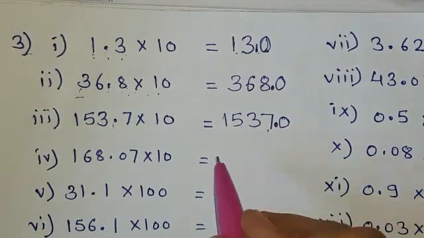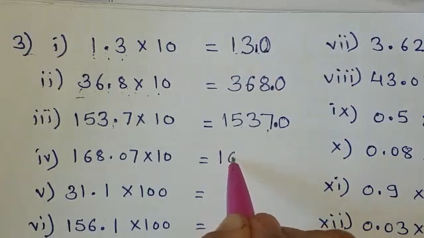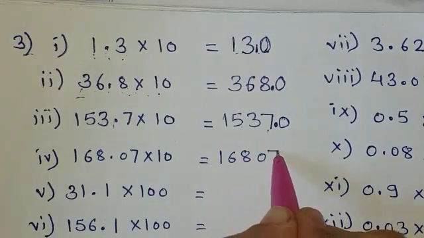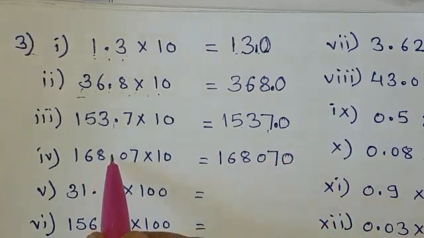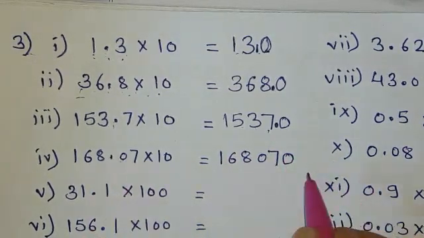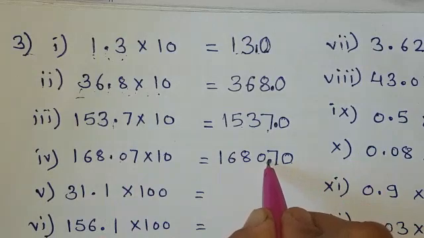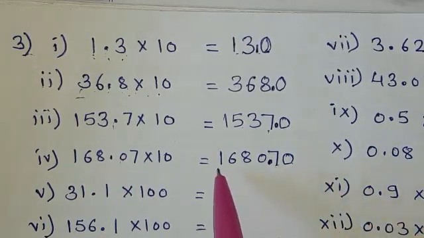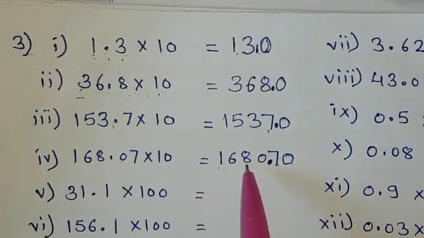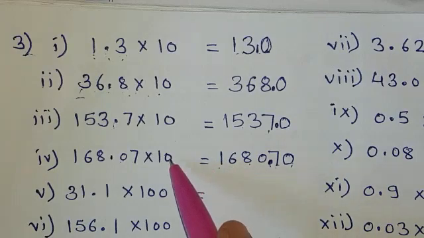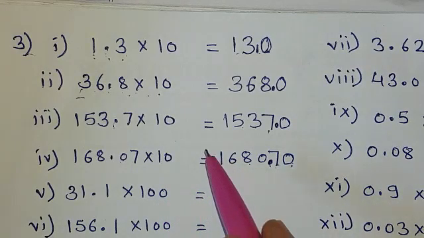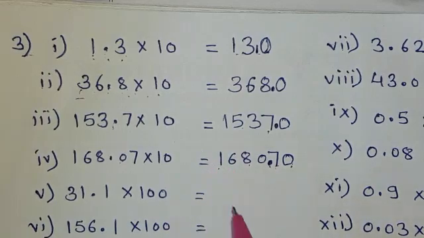1537. Here I will write 16807 and one 0 of 10. After the decimal point there are two digits, so 1, 2, my point will come here. So my answer is 1680.70. This rule is only for 10, 100 and 1000, whenever there is a multiplication by 10, 100 and 1000.